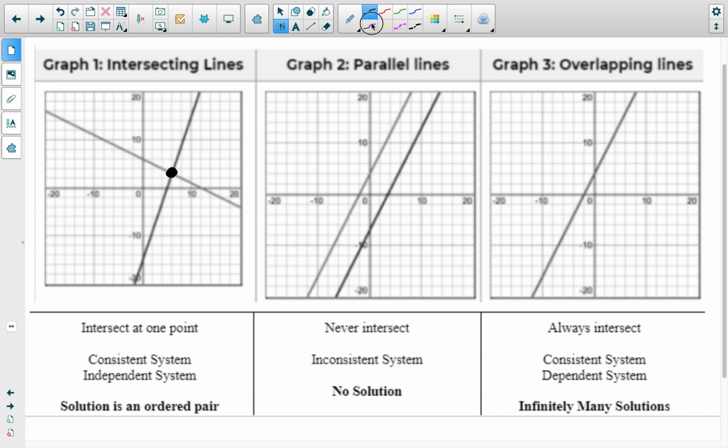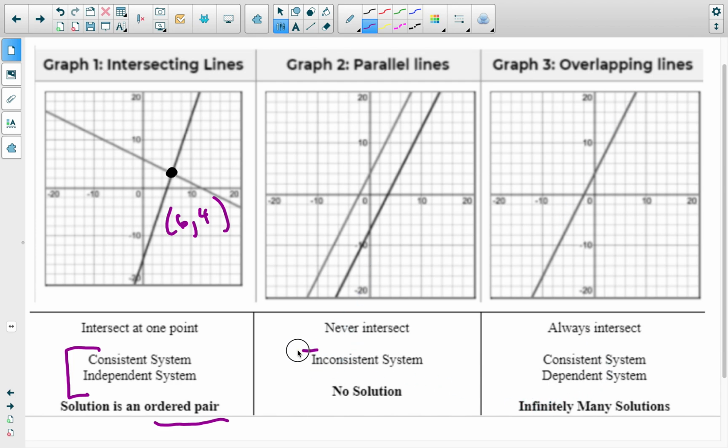Some names to get familiar with: if the lines intersect at one point, that system is consistent. It's also an independent system, and its solution is an ordered pair. So these two lines meet at the point 6, 4, and their solution is the ordered pair (6, 4). These parallel lines have no solution, they never intersect, and these lines that are the same, overlapping, have infinitely many solutions.